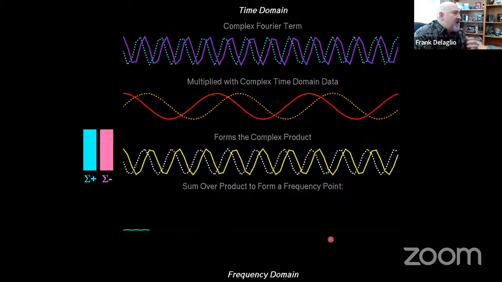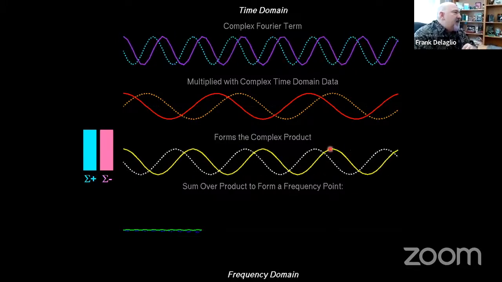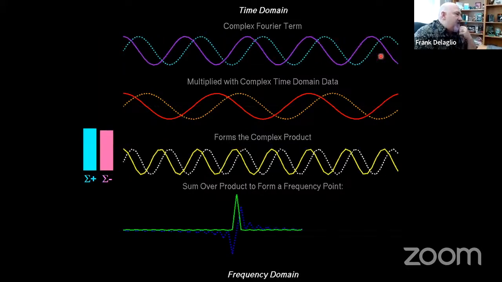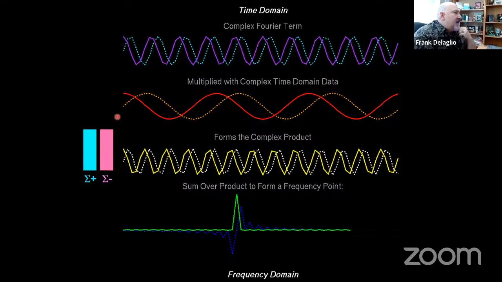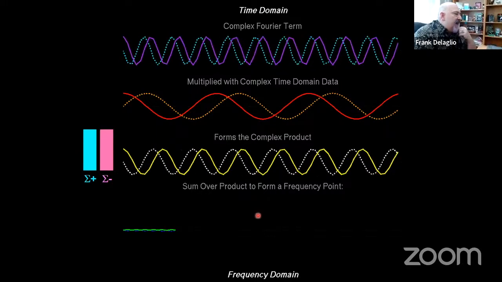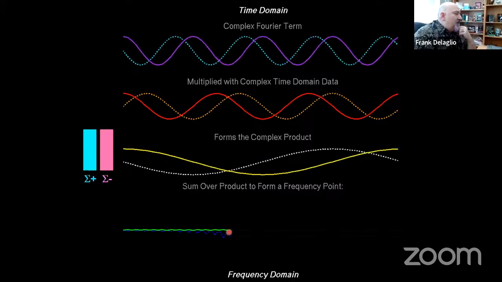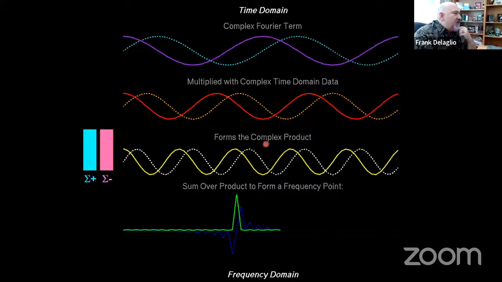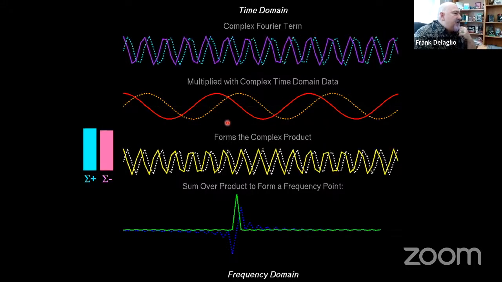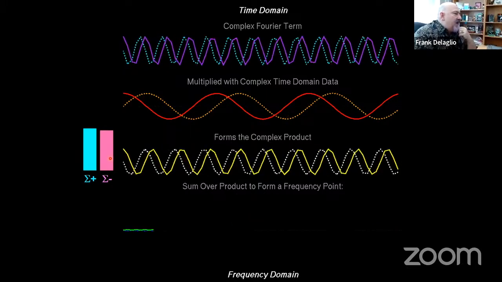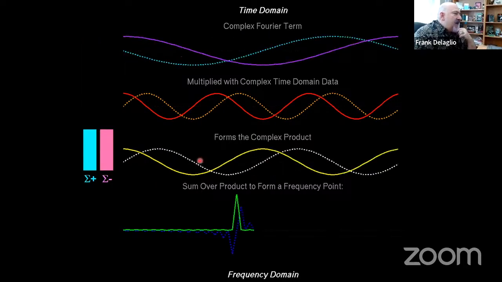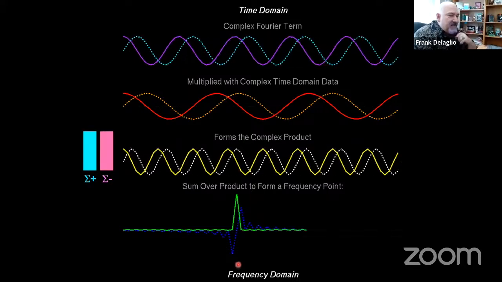So in practice, all we do in a Fourier transform is take one of these Fourier terms, which is complex, where the real part is cosine and the imaginary part is sine, and we multiply it by our time domain data, and that forms a product, and we add up all the points in that product to generate one point in the spectrum. And it's only in situations where the frequency of the Fourier term matches one of the frequencies in the time domain data that we get a product that's either predominantly positive or predominantly negative. So when we add up all the points, we get a peak in the spectrum.